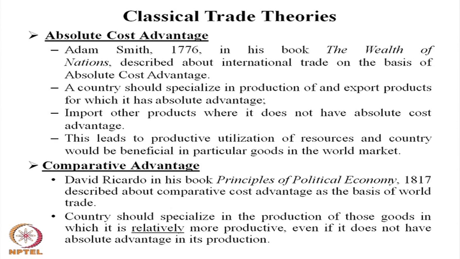This leads to productive utilization of resources, and the country would benefit in particular goods in the world market. So, they thought a country should always be a competitor in the international market by producing a particular good on the basis of absolute cost advantage. So, the country should produce the good where it has an absolute cost advantage, and import other goods where it does not. But this mercantile theory, or the absolute cost advantage theory of Adam Smith, forgot about what is called comparative cost advantage.